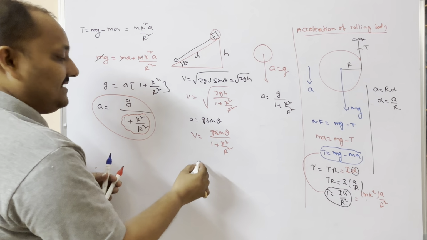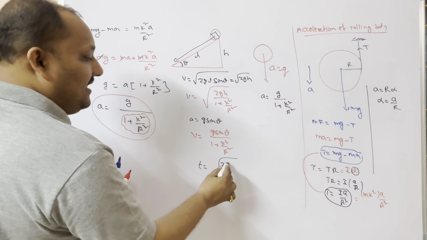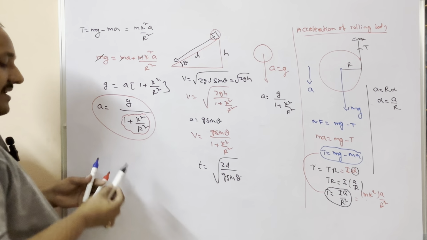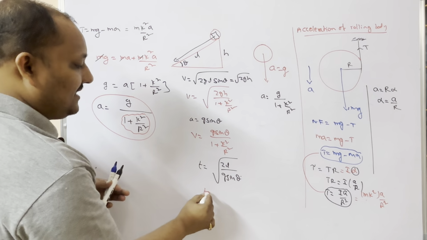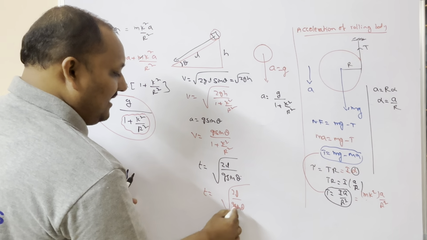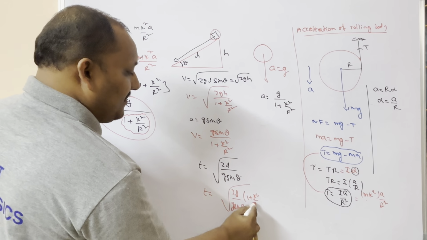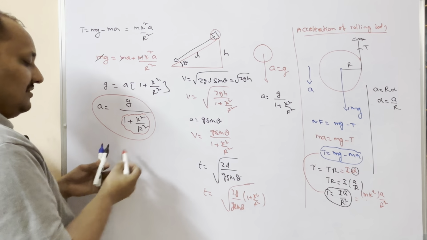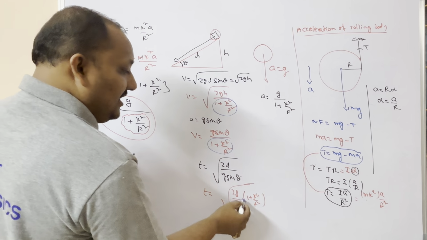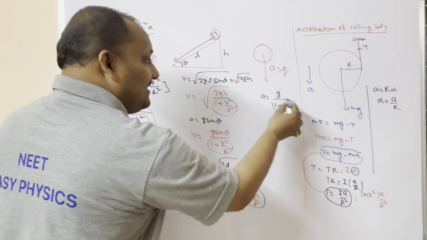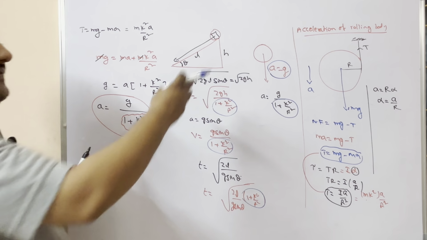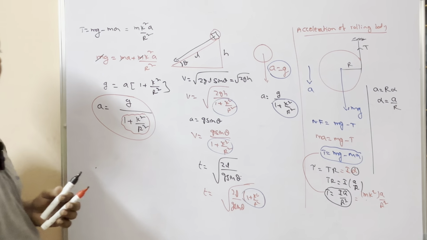How much time is it taking? Time taken is root 2l by g sine theta if it is sliding. If it is rolling, what is the time taken? Root 2l by g sine theta into 1 plus k square by R square. So this 1 plus k square by R square term, if you observe, comes in each and every equation. If it is only moving, the acceleration is g. If it is rolling and moving, 1 plus k square by R square.